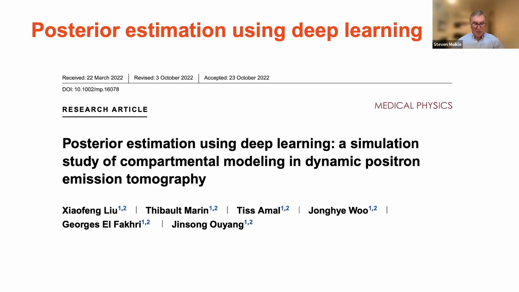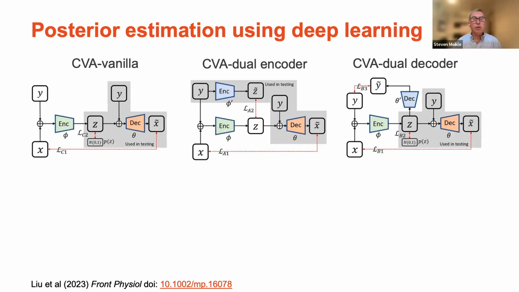So the last topic I want to touch on is deep learning. And so I've shown you the numerical ways we can estimate the posterior distribution. This team from MGH, led by Jin Song, have just recently published a paper showing that you can also estimate the posterior distribution using deep learning. And these are the 3 deep learning networks that they designed and tested. They're all conditional variational autoencoder variations.